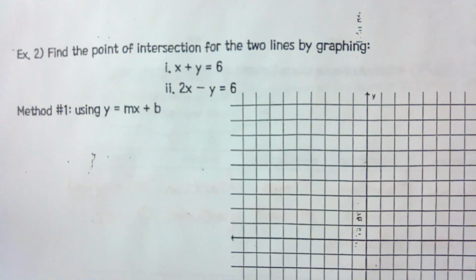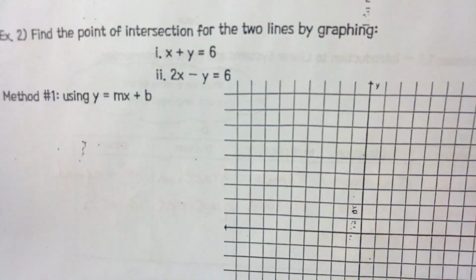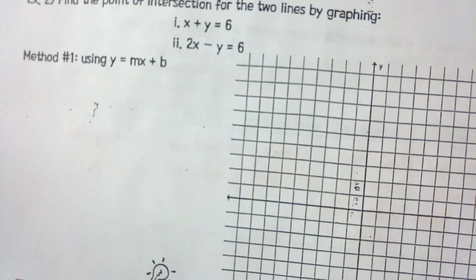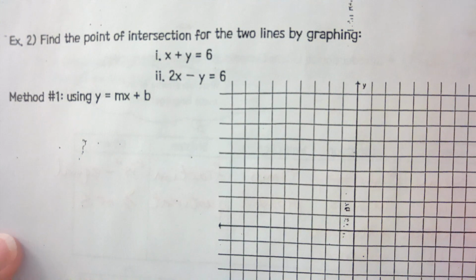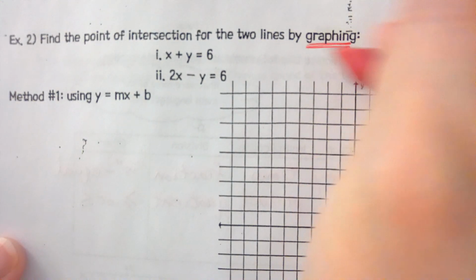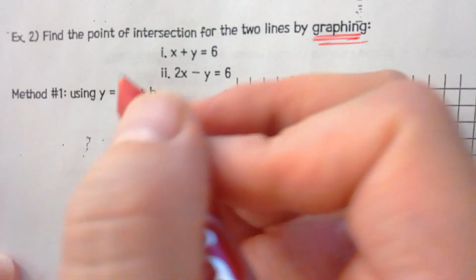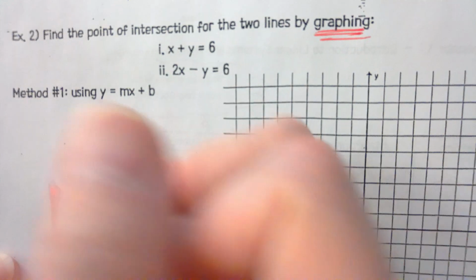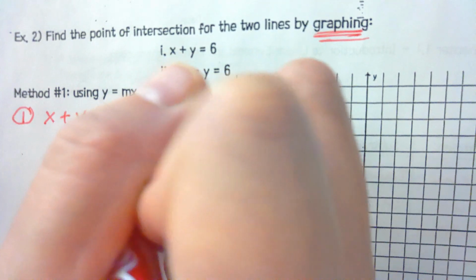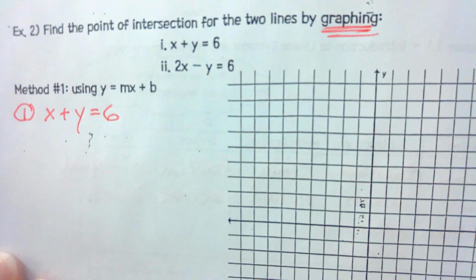So find the point of intersection by graphing. That's what 1.1 is about. 1.1 is solving it by doing graphs. So method 1, we're going to use y equals mx plus b. You guys just had a whole test on this, so you should be experts at this now. So x plus y equals 6. Rearranging this equation, y equals what?